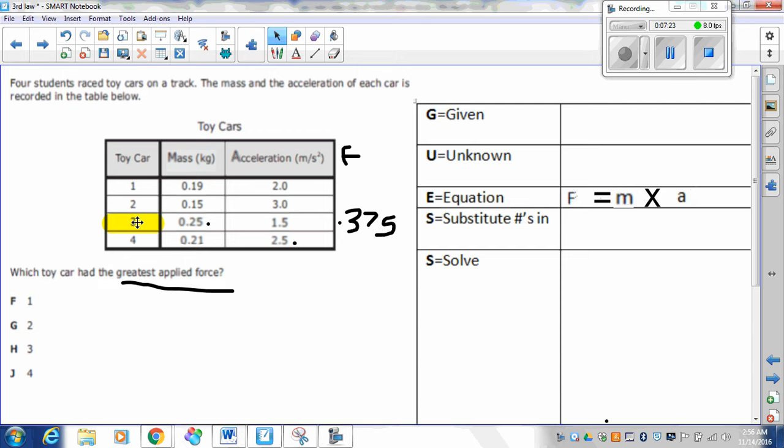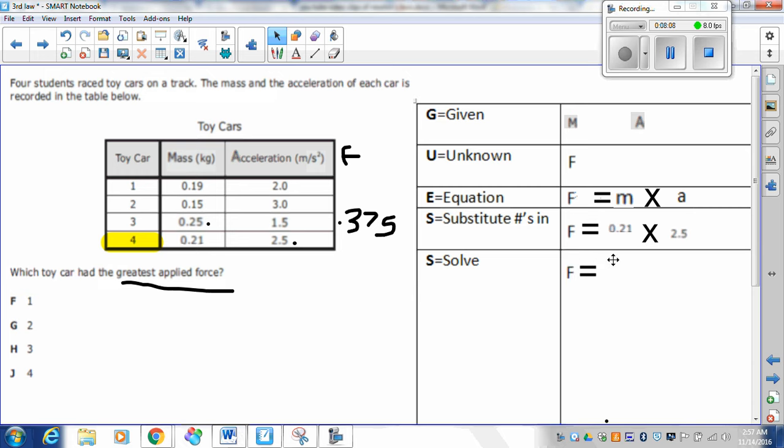Next, I'm going to do car 4. Okay, so given to me for car 4 is still the mass. This time the mass is 0.21. The acceleration is 2.5. My unknown is still the force. My equation is the same. I'm going to substitute my numbers in. I don't know F, it's unknown. So F equals, I'm going to substitute my given mass times my given acceleration, substituting it. Now I'm going to solve.